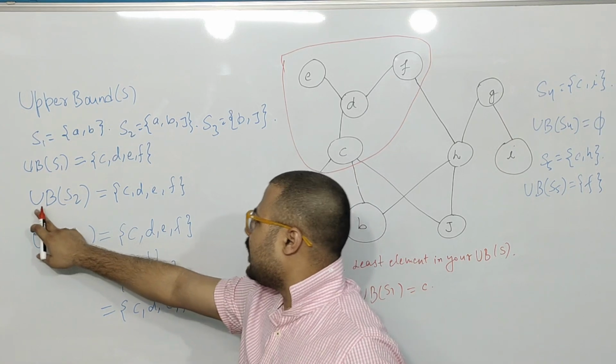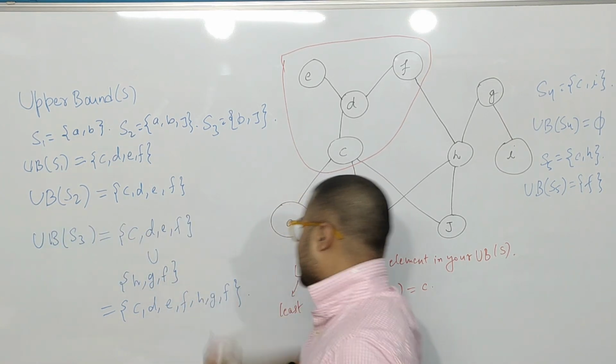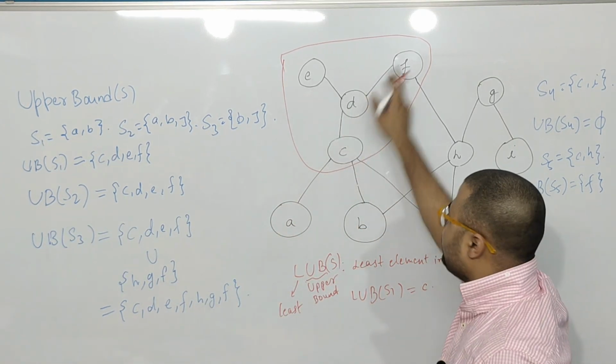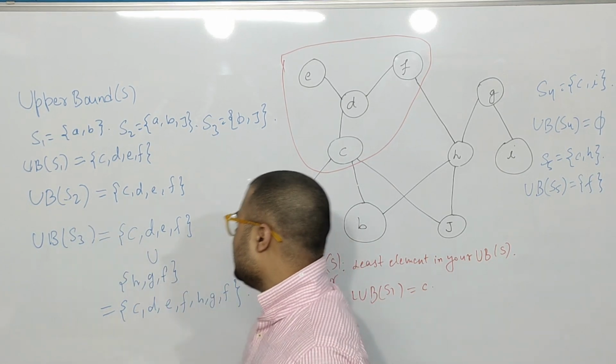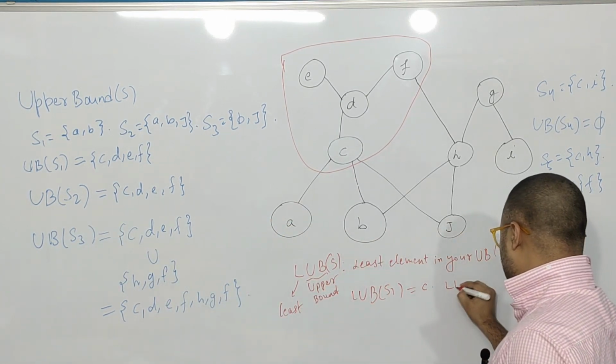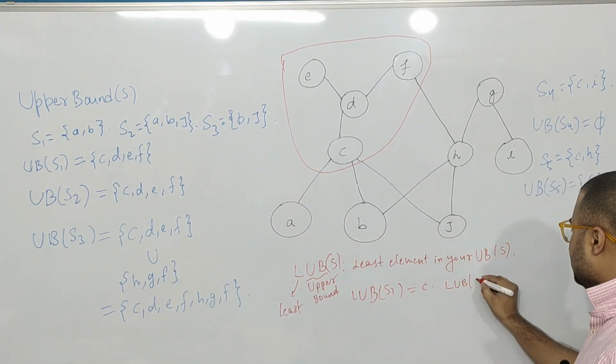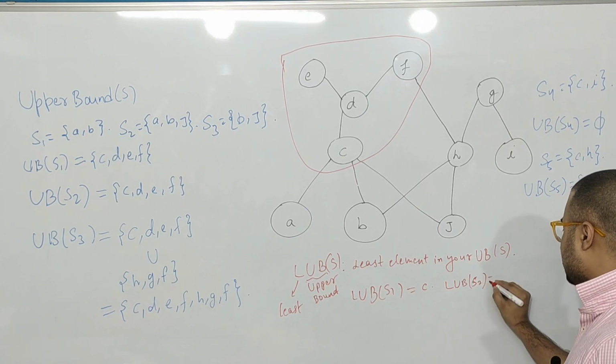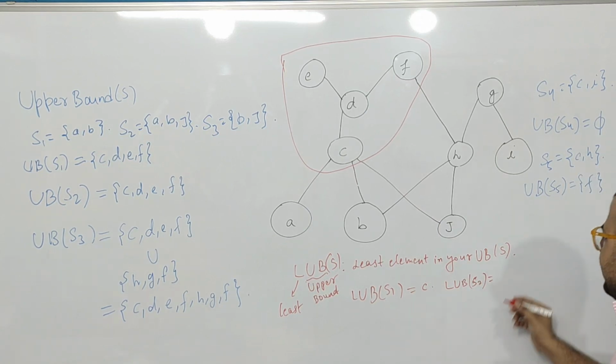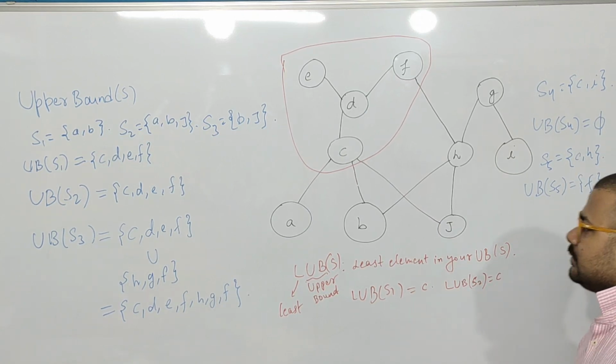Similarly, for S2, the upper bound is C, D, E, F. This is your upper bound of S2. So the least upper bound of S2 is equal to C.